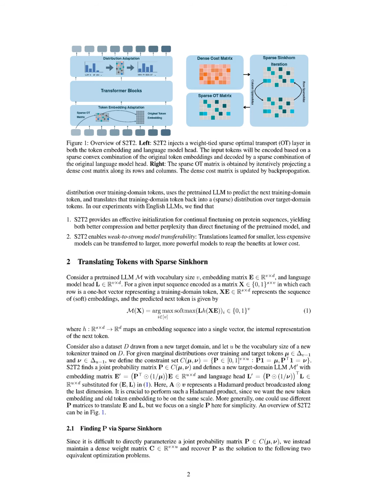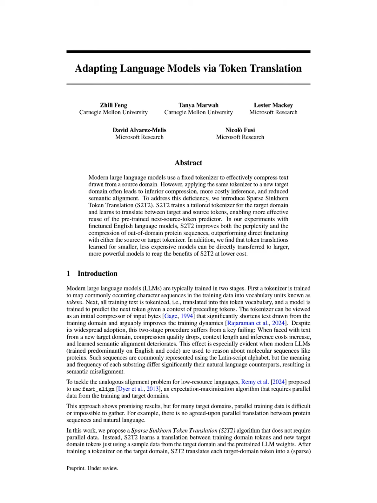S2T2 circumvents the need for parallel training data, which is often unavailable for such domains, by learning a translation between training domain tokens and new target domain tokens, using only sample data from the target domain and pre-trained LLM weights. The algorithm effectively translates target domain tokens into a sparse distribution over training domain tokens, facilitating better model performance in terms of compression and perplexity when fine-tuning on protein sequences. Thus, S2T2 provides a solution to the challenge of adapting LLMs to low-resource domains without requiring extensive parallel datasets.